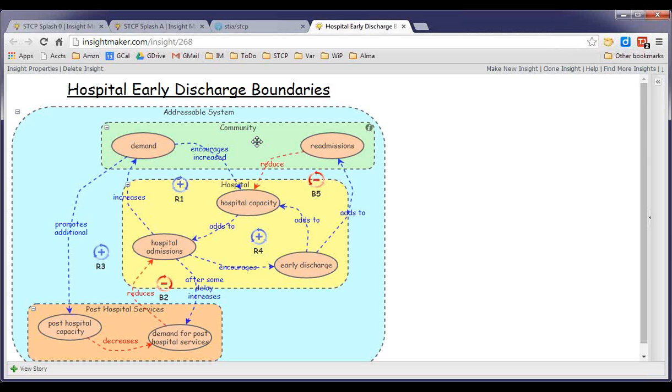And if the situation that's created by early hospital discharges is to be addressed, the community, the hospital, and the post-hospital services have to collectively come together to figure out what to do about it because they each own a piece of the puzzle. There is no one group who can figure out how to appropriately address the situation because they don't own enough of it.